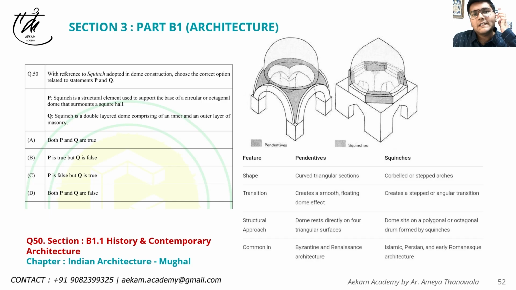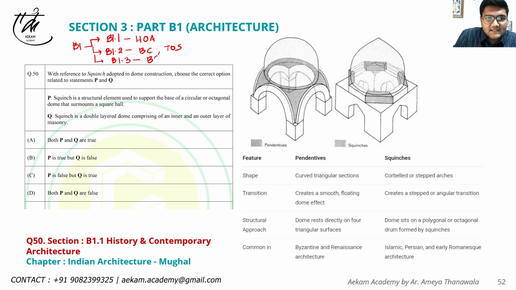Talking broadly about the kind of syllabus and portion for part B1, B1 has 3 major subcategories. First is B 1.1, which is History and Contemporary Architecture. Then you have B 1.2, which is building construction and theory of structures. And then you have B 1.3, which is building services and sustainability. So these are the broad sections under part B1.